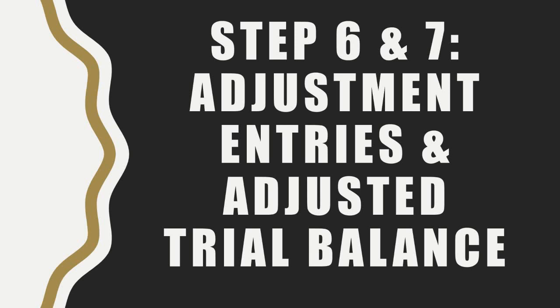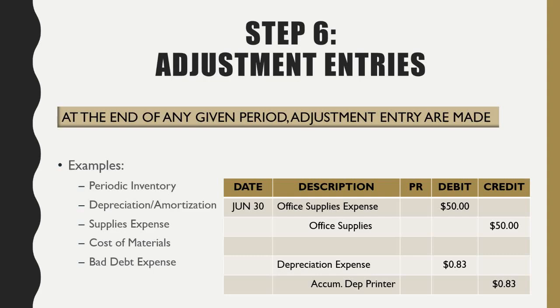Once we've done that and we've got our debits and credits to match, step 6 is going to come into play, where we're going to be doing our adjustment entries. So what are the adjustment entries? Number 6, we've talked very briefly about this. This is where we're going to adjust our accounts, because there are certain accounts that must be adjusted at the end of the accounting period.